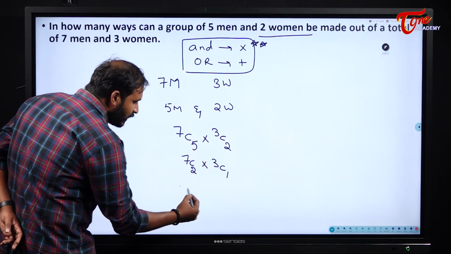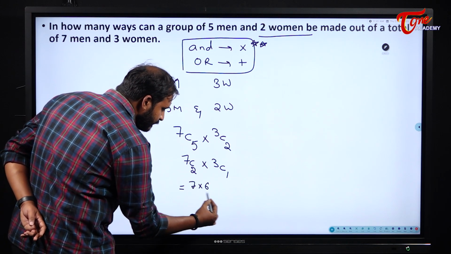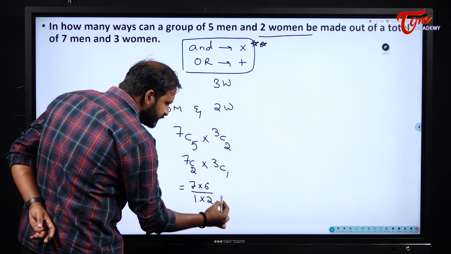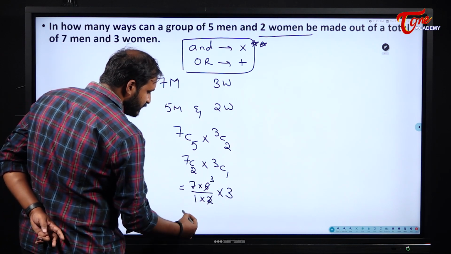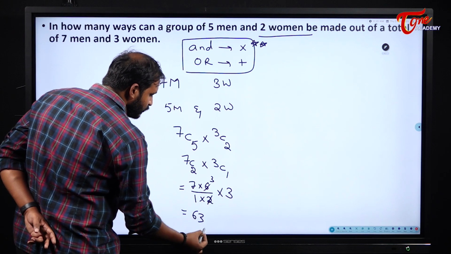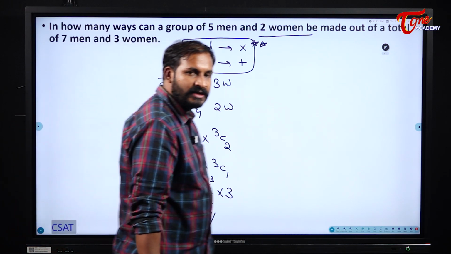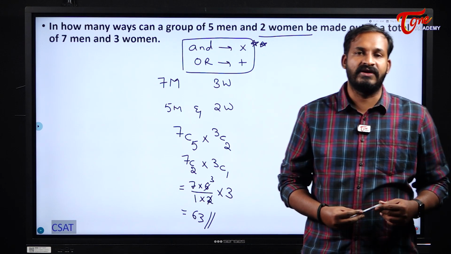So 7C2 I can write as 7 into 6 by 1 into 2, into 3C1, which means 3 only. We know it already. So 2 1s are 2, 2 3s are 6, 7 3s are 21, 21 3s are 63. So I can select them in 63 different ways.